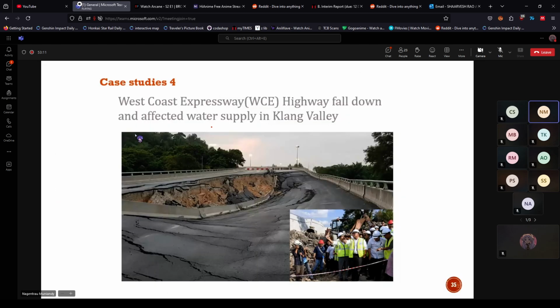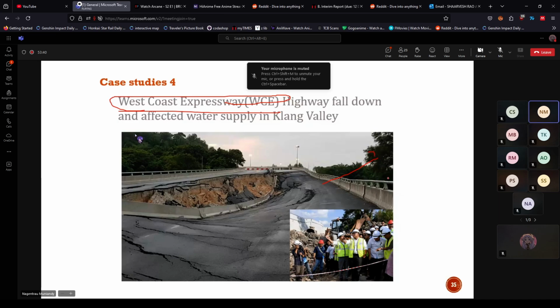And then this is one of the real stories that happened a few years ago, the West Coast Expressway. If you are aware, especially in Klang Valley, there was a water supply issue. This is very recent, a few years ago. One of the reasons the water supply was affected is because the West Coast Expressway fell down. This clearly shows that it is an unplanned construction. As I mentioned, as a sustainable engineer, we should always think, if things go wrong, how does it affect the human, environment and economy? We should always be ready to take necessary actions to mitigate that.